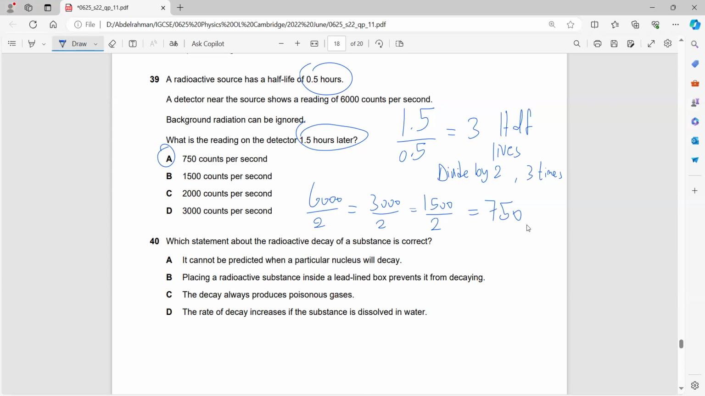Which statement about radioactive decay is correct? It cannot be predicted when a particular nucleus will decay. Right. We call it random decay. It's always random. You cannot predict when a nucleus will decay, or which nucleus will decay. You cannot predict at all. Okay.